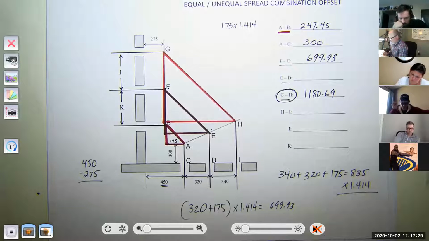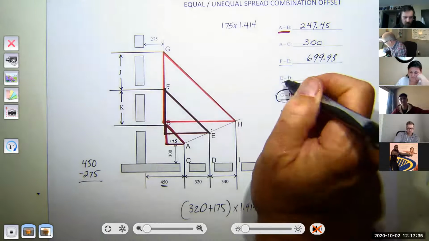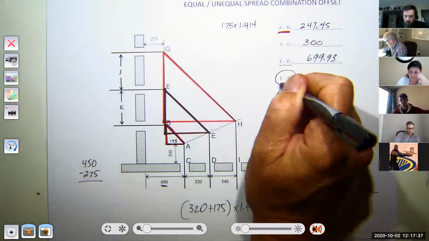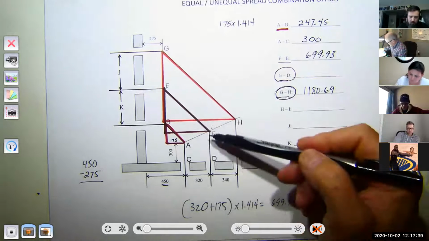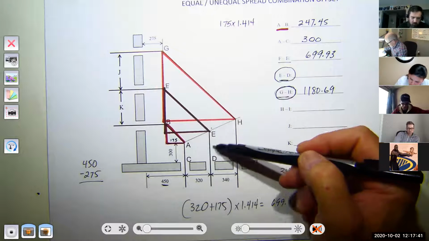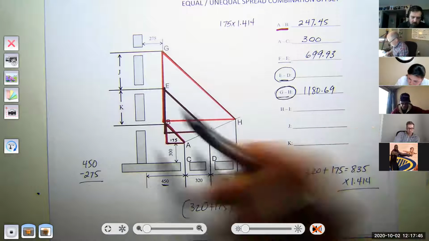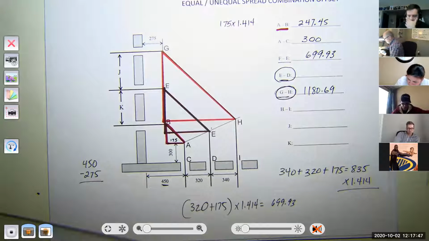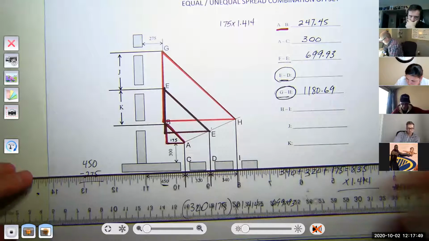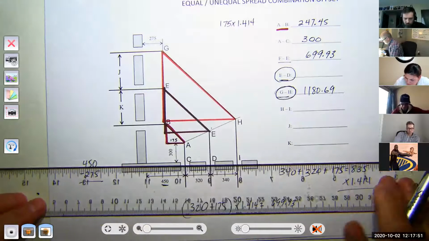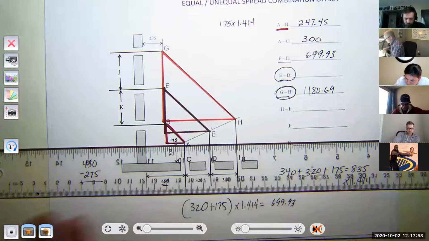Awesome. The next one I'm going to solve for is E to D. Right here, I'm going to solve for this measurement right here. So I know what my 300 is right there. So I'm going to extend that line straight out.